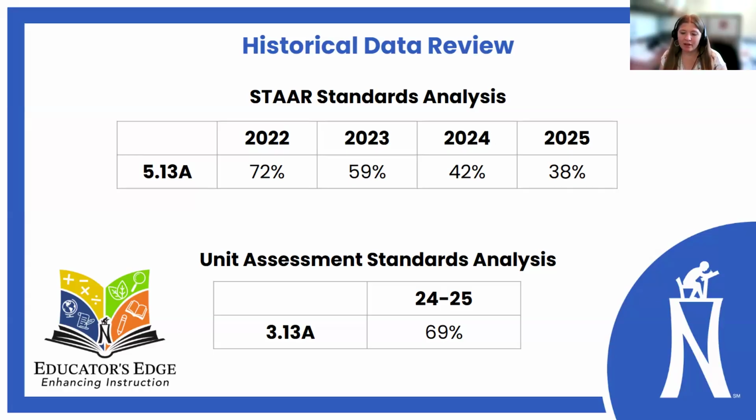So in the chat, I would love for you to just jot down some of the things that you notice, both about our historical STAAR data around this TEK alignment, as well as the unit assessment data from last year. What are some of the things that you notice or even wonder as you're looking at these?